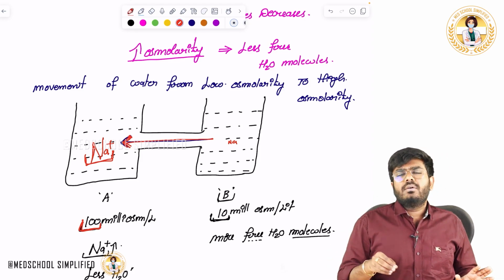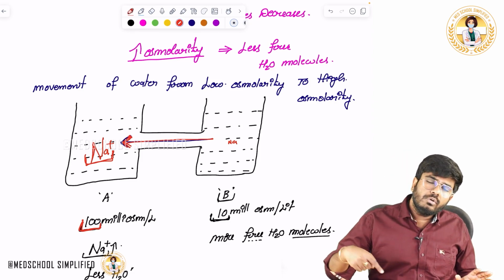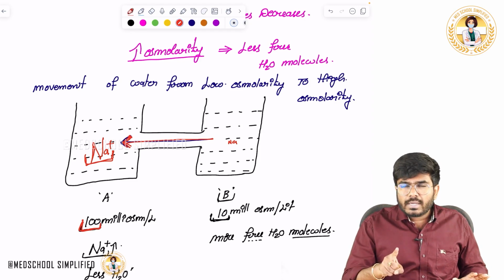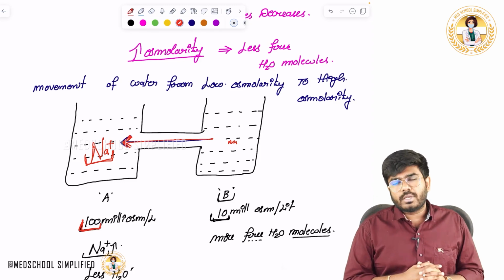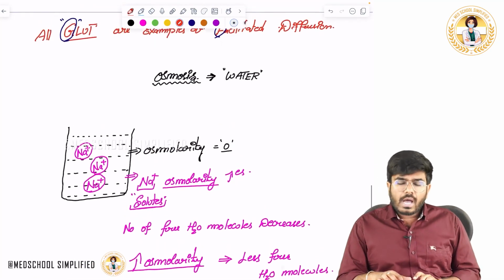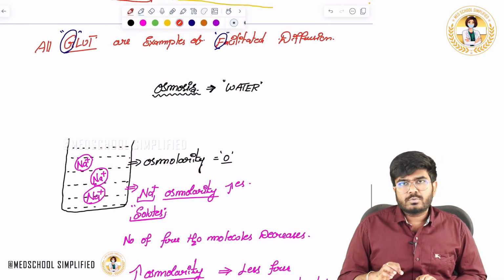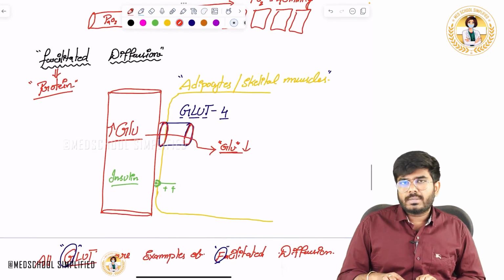Don't think water will move from high osmolarity to low osmolarity. No, water will move from low osmolarity to high osmolarity. Low osmolarity means more free water. High osmolarity means less free water molecules. So water moves via osmosis. Gases move via simple diffusion.